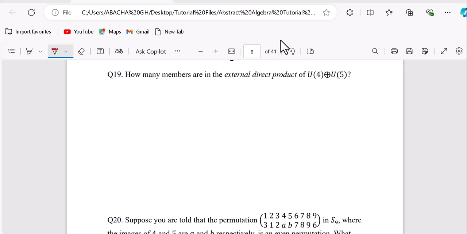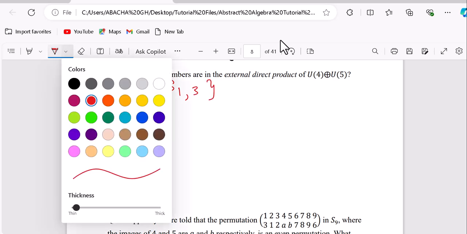So we know that U4 elements are all the elements that are relatively prime to 4, and it's a multiplication group. Relatively prime to 4, 1 and 3 are the only numbers.